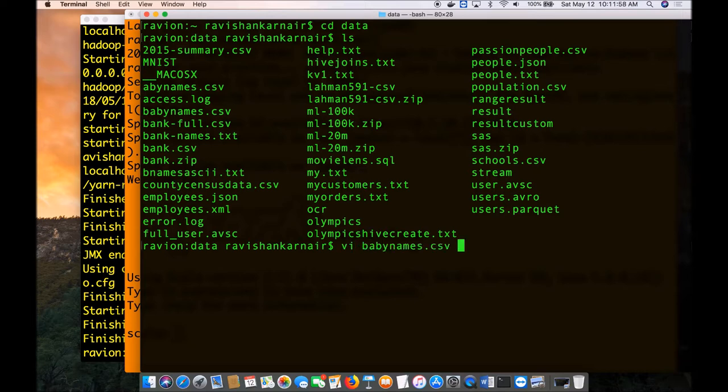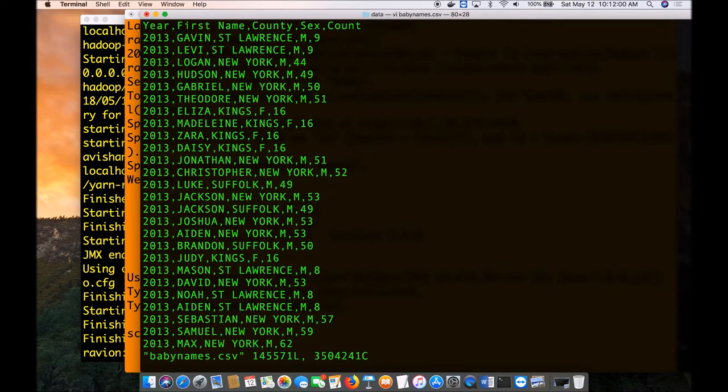And if I look at babynames.csv, year, first name, county, sex, and count. So, this is the statistics collected about babies. So in 2013, the name of the baby is Gavin, and St. Lawrence is the county, sex is male, and with the name Gavin, there are 9 people who were born in 2013.